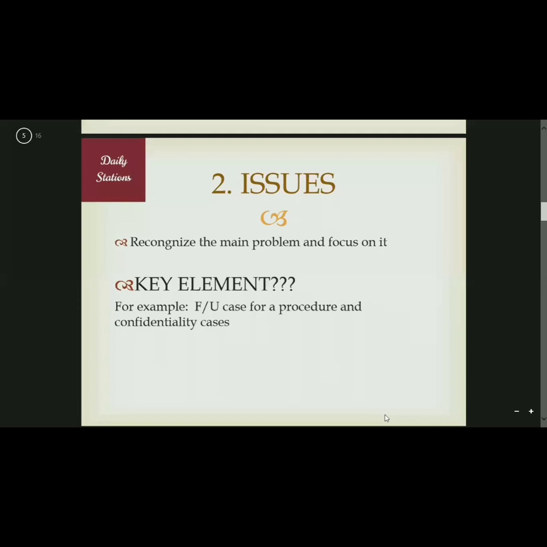Are you able to recognize the main problem? What is the core of the station? What are they expecting from you in that particular station? What is the key element of the station? If you are not able to recognize the key element and you are just going here and there, then you'll be marked on the issues.